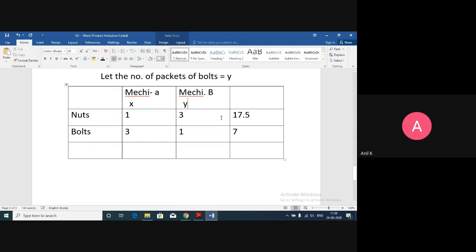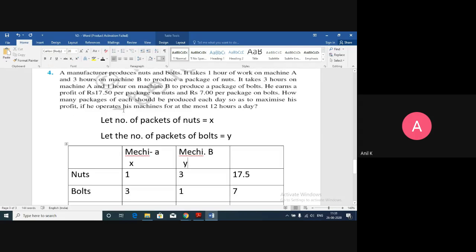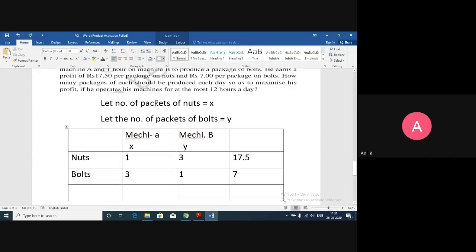How will you maximize the profit? What is the question? How many packets of each should be produced each day so as to maximize his profit? Yes. Profit means, tell me fast.